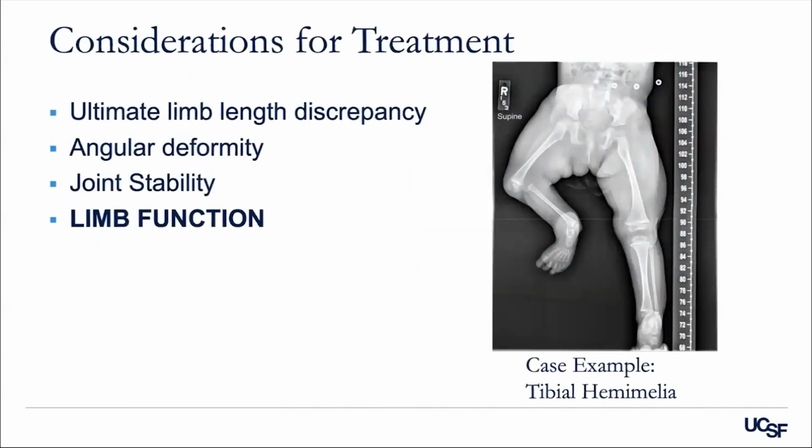Once a diagnosis has been established, there are important considerations for treatment that are used for both congenital and non-congenital etiologies. These include calculating the ultimate limb length discrepancy, assessing whether there's an angular deformity, whether there is joint stability, and what is the overall limb function of the patient.